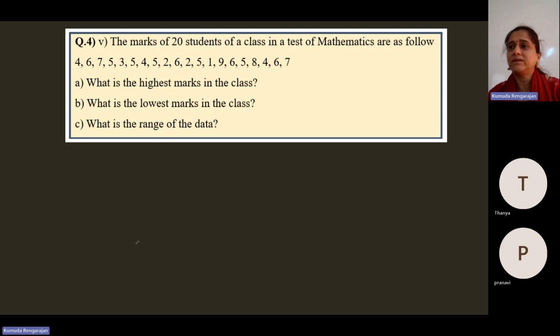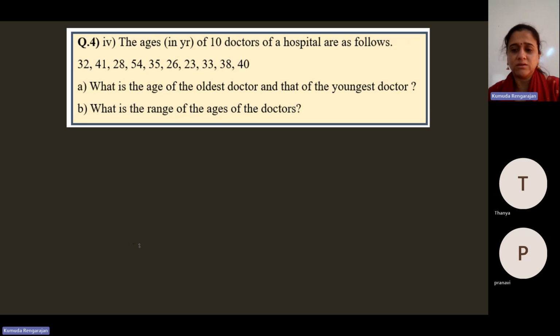So when do we tabulate the data? Tabulating data meaning this is called raw data. These 20 numbers here are called raw data. You can answer the questions using the raw data itself. Okay, it's not that you have to tabulate. We have done the tabulation part in one question earlier.